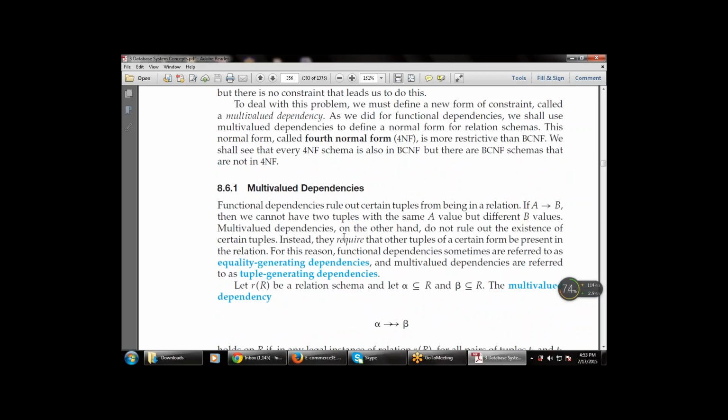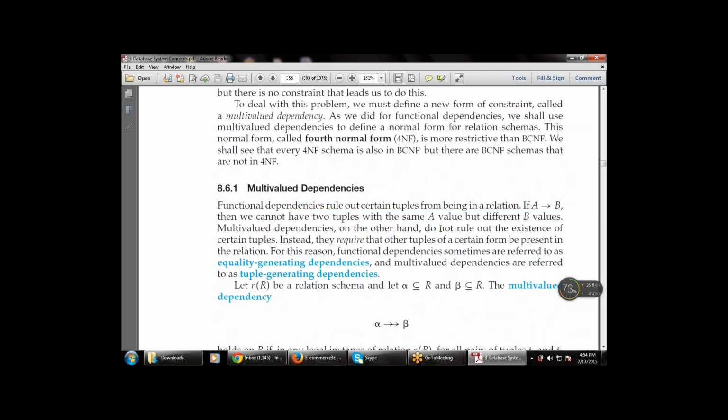Then next is the multi-value dependency. What is the use of this constraint? A multi-value dependency is one in which multiple values depend on each other, and that is known as a multi-value dependency.